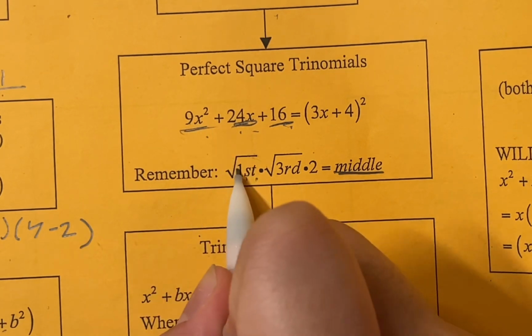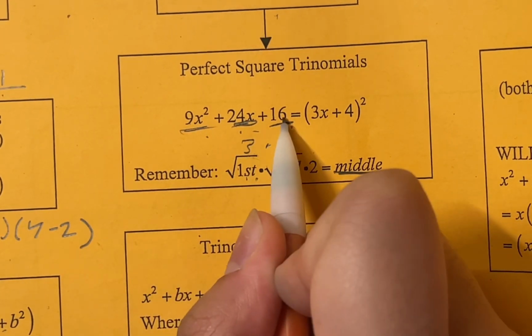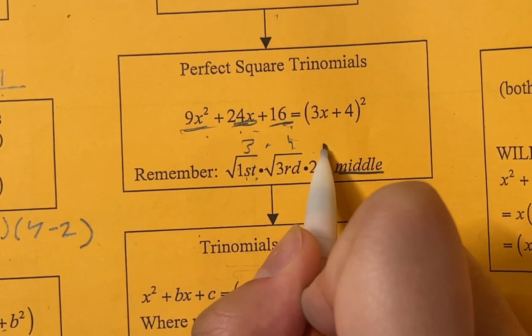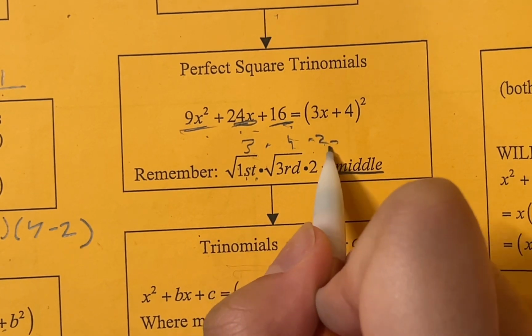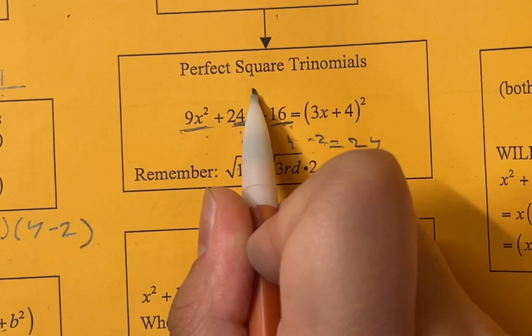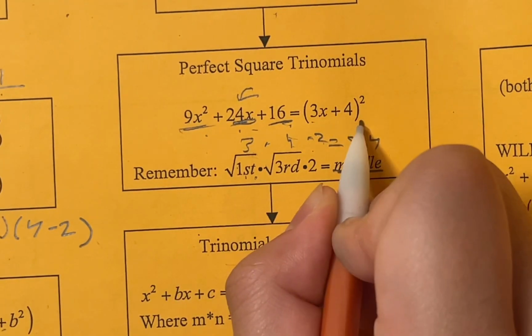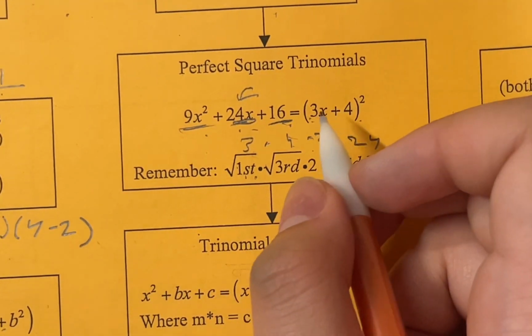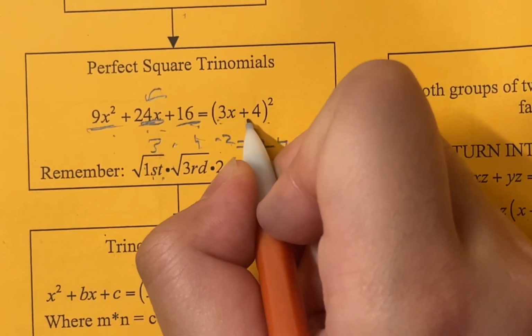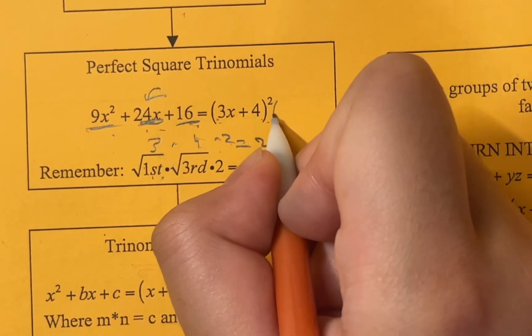Square root of 9 is 3, times square root of 16, which is 4, times 2 equals, indeed, 24, which is our middle term right here. So you could even do that here if you wanted to break this apart. Another way you could do it is just by multiplying 3x plus 4 by 3x plus 4.